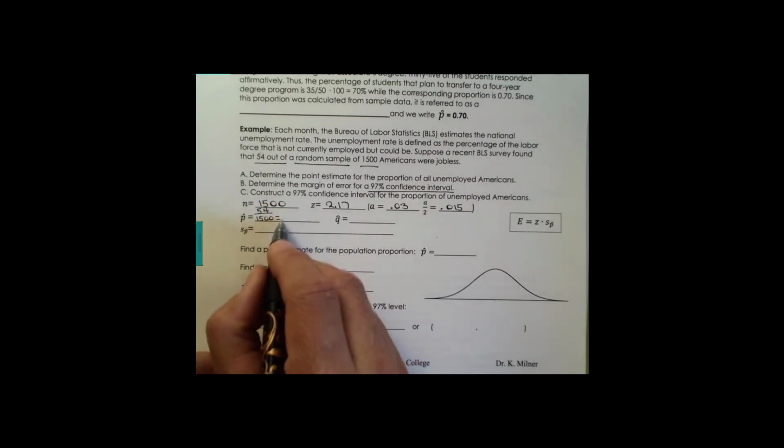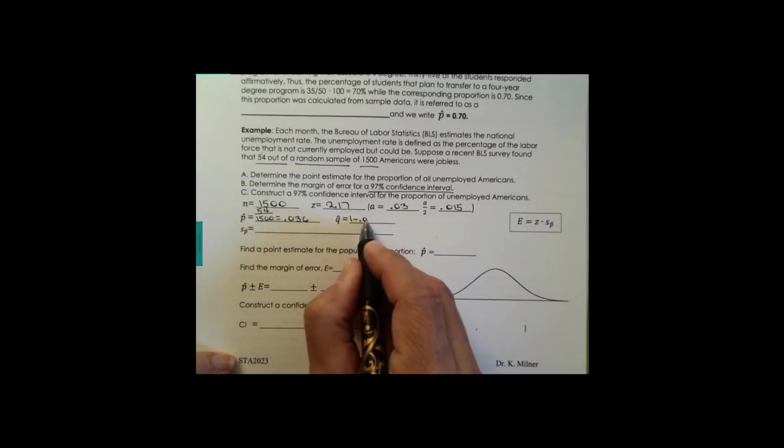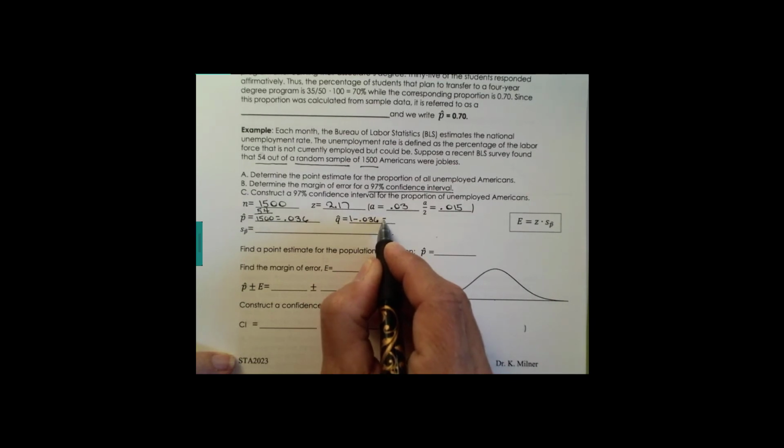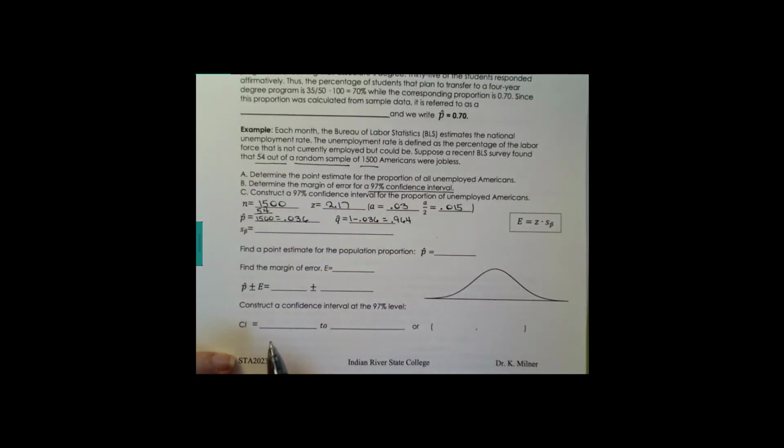Okay, so what that comes out to be, once I do the division, 0.036. Now, if P hat is 0.036, Q hat is 1 minus 0.036, right? And that would be 0.964. Okay, so I've got that taken care of.